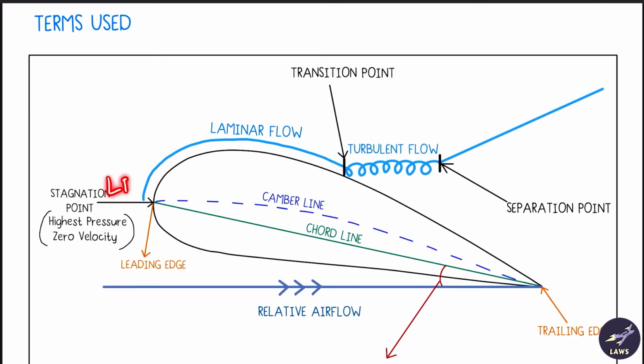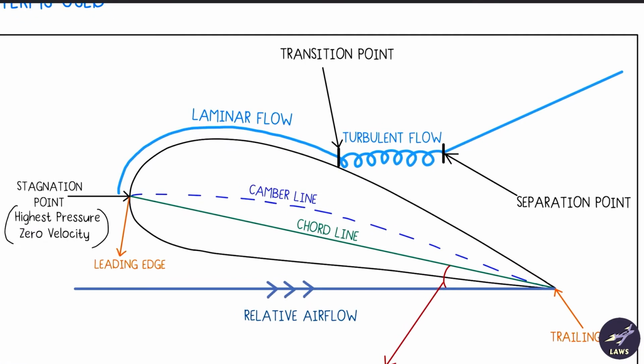This is called the leading edge. This is called the trailing edge. The straight line which joins the leading and the trailing edge is called the chord line. Okay. Then we have something known as the camber line. It is a curved line which separates the aerofoil into two equal parts. The difference between the camber line and the chord line is known as camber, which is this part.